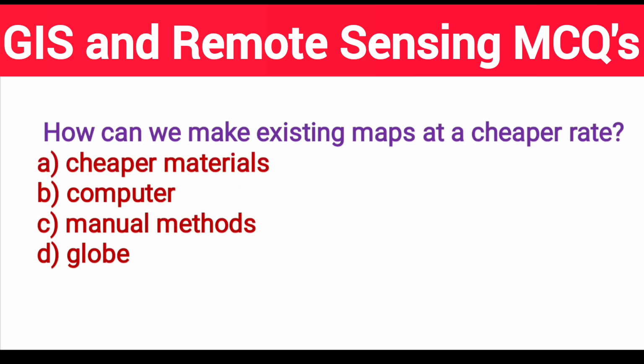Next question, how can we make existing maps at a cheaper rate? Option A, cheaper material, option B, computer, option C, manual methods, option D, globe. So the correct answer is option B, computer.